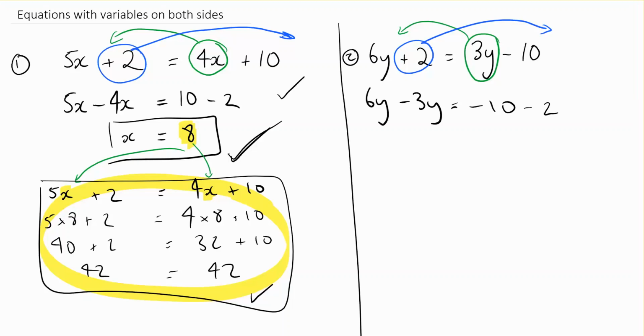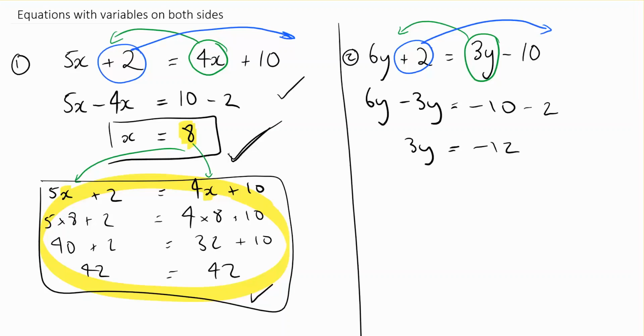Now we say to ourselves, what is 6y minus 3y? Well, 6 minus 3 is 3. They're y terms, so it's 3y. Negative 10, take away another negative 2. Negative 10, take away 2 is negative 12. And you can use your calculator there to help you.